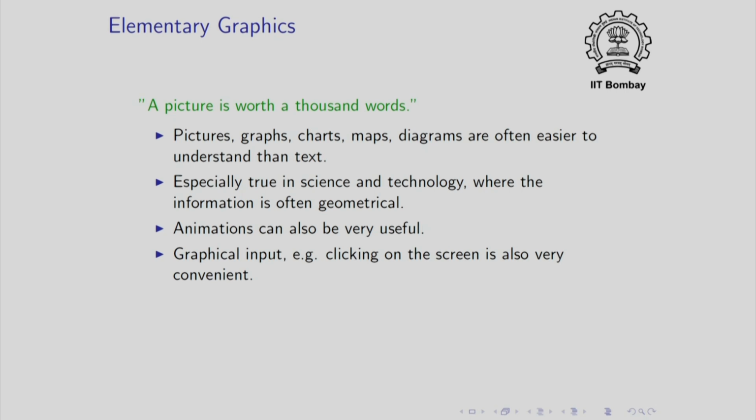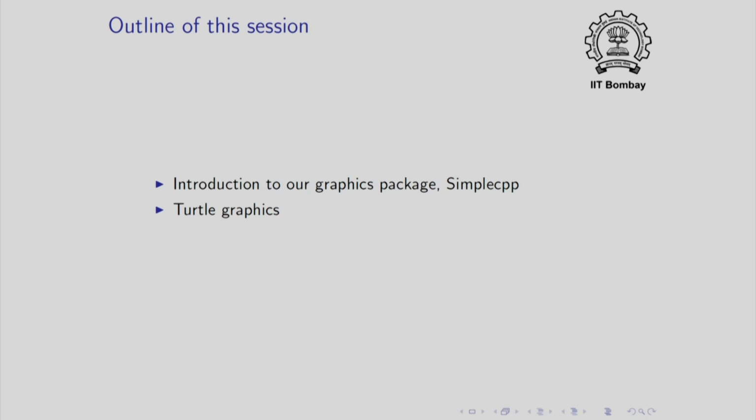Graphical input, for example, selecting an object on the screen or deciding the coordinates of the size of a certain object, is much more directly given by clicking on the screen rather than by specifying it numerically. What we are going to do in the next few sessions is study how all these things can be done. Here is a quick outline of this session.